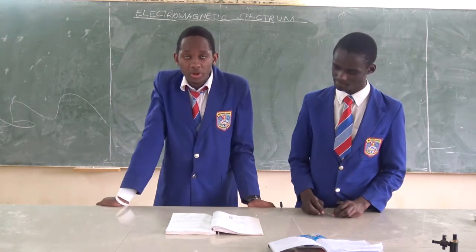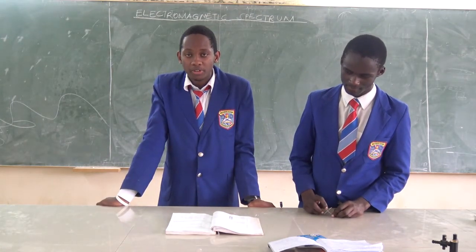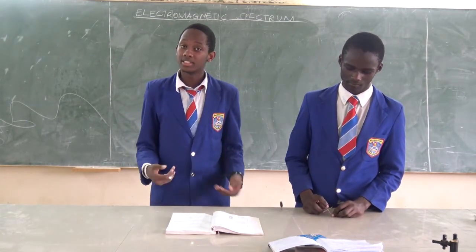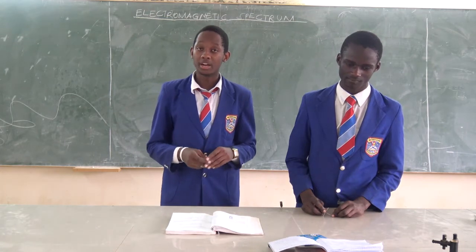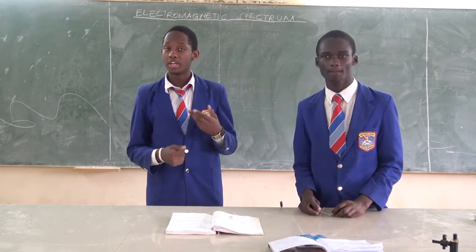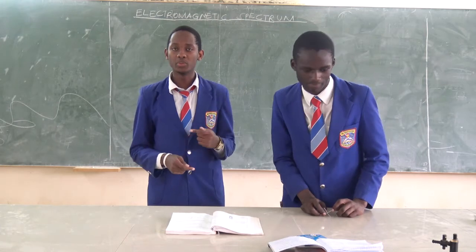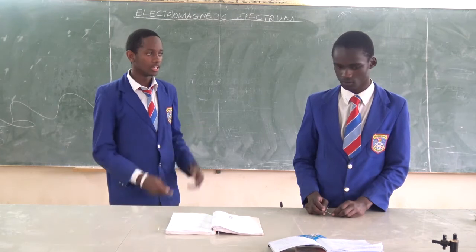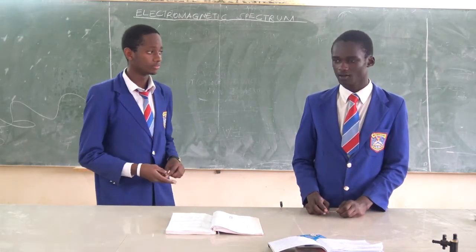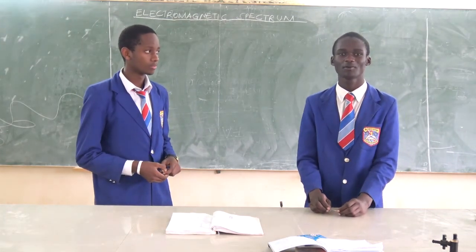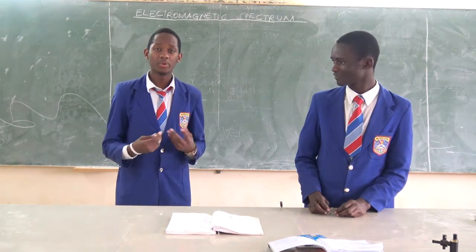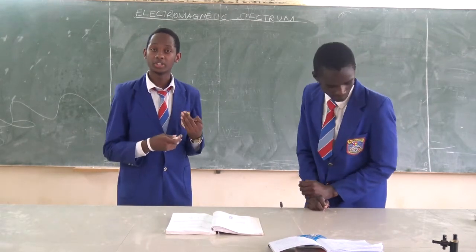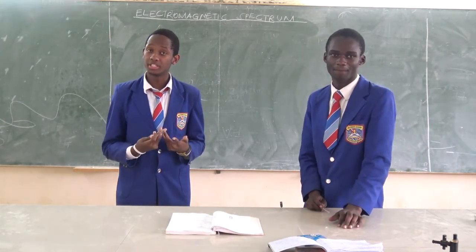Alright, so today we are going to do a topic on Form 4 known as Electromagnetic Spectrum. So, what is Electromagnetic Spectrum? This is the arrangement of electromagnetic waves in order either of increasing wavelengths or decreasing frequencies. So what is a wave, Washington? A wave is a form of energy that can be moved from one place to another. Yes, we have heard that. A wave is a form of energy. Therefore, these waves in the electromagnetic spectrum contain different amounts of energy.